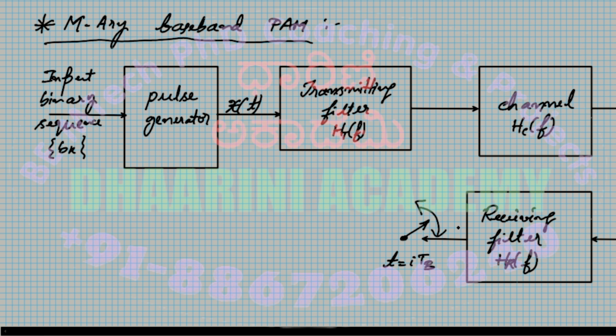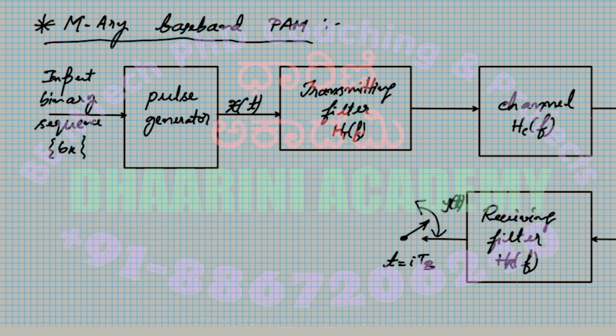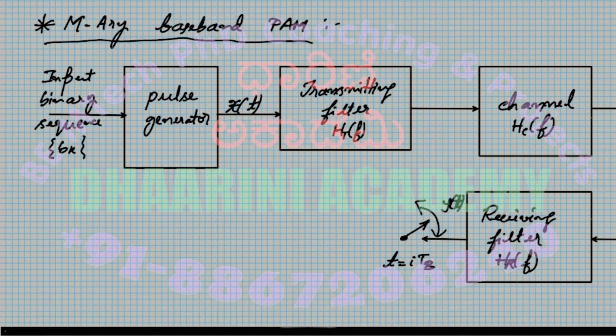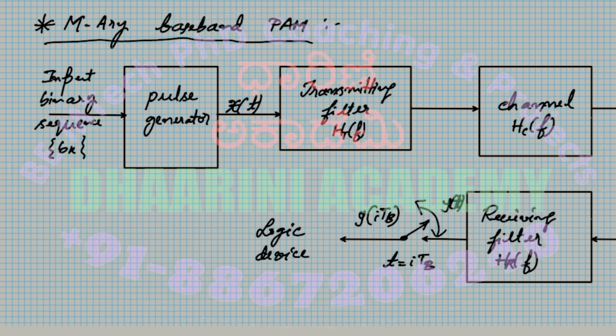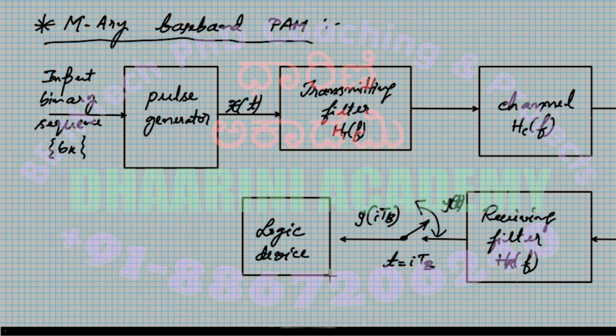Okay, so I can call the output right here y of t. As soon as it comes at the output of this sampler, it is only the samples, right? Not all the values. So I can call it y of iTb. That's what comes about. Now here we apply some logic. This is a logic device. It applies some logic. Normally it will be a comparator.